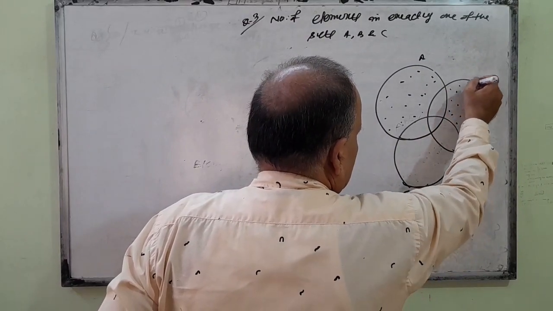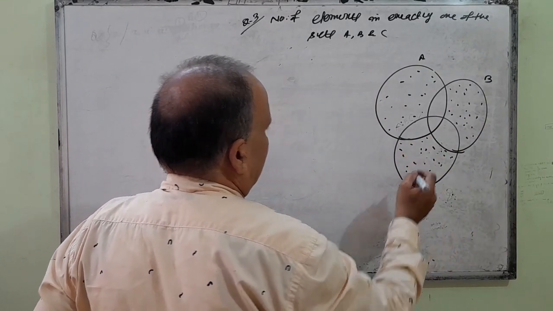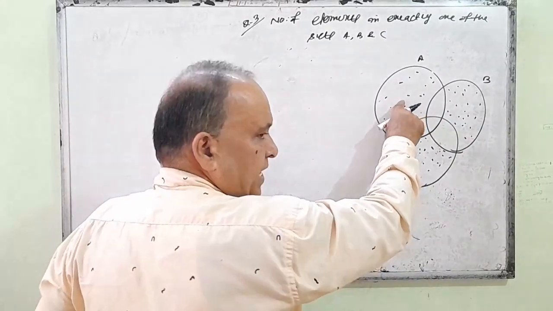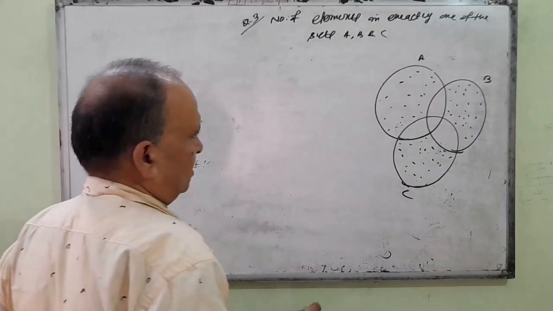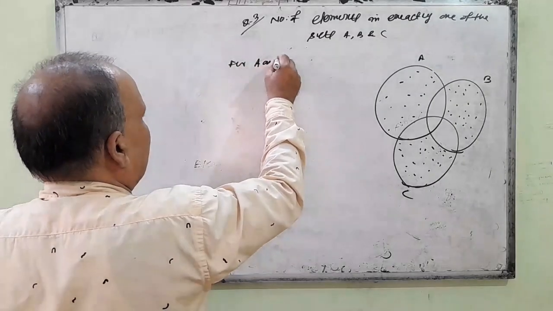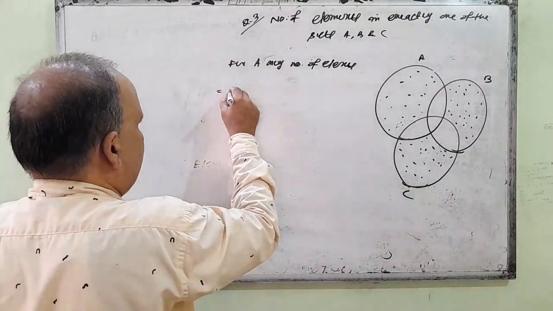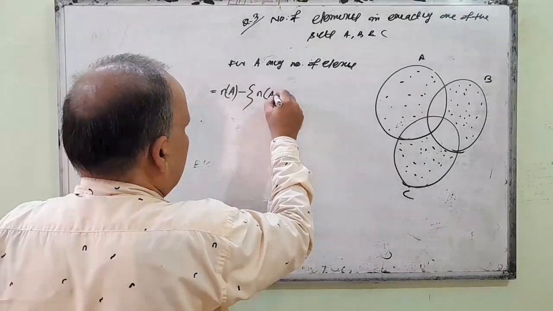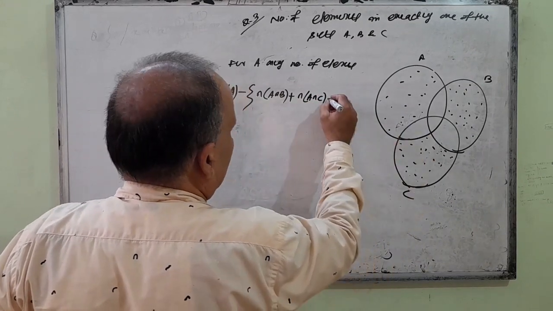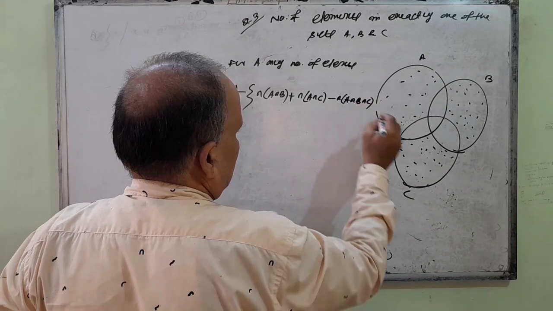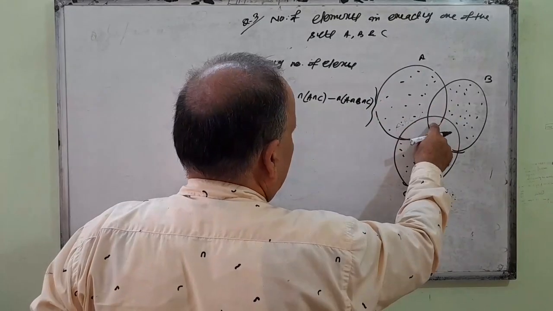Again, this part in B and this part in C. That means we can say this part contains exactly in A, this part contains exactly in B and this part contains exactly in C. For A only, number of elements is equal to order of A minus order of A intersection B plus order of A intersection C minus order of A intersection B intersection C, because this part is repeated, so you can write A intersection B intersection C. This part plus this part minus this part.